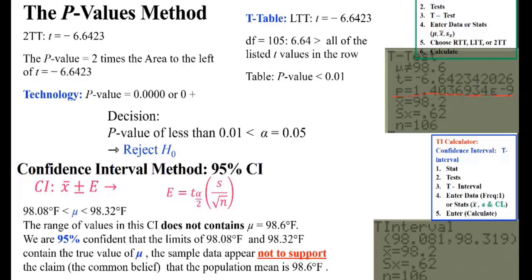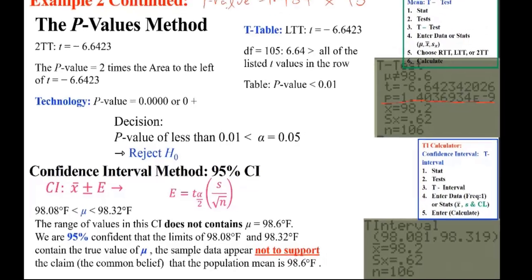In fact, if we were to go with the confidence interval, since both numbers are less than 98.6, the true population mean is less than 98.6 degrees.